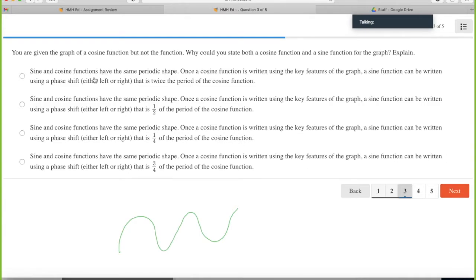Sine and cosine functions have the same periodic shape. I'll agree to that. Once a cosine function is written using the key features of the graph, a sine function can be written using a phase shift that is twice the period of the cosine function. So I agree with the phase shift. I'm thinking about if it's twice the period or not.